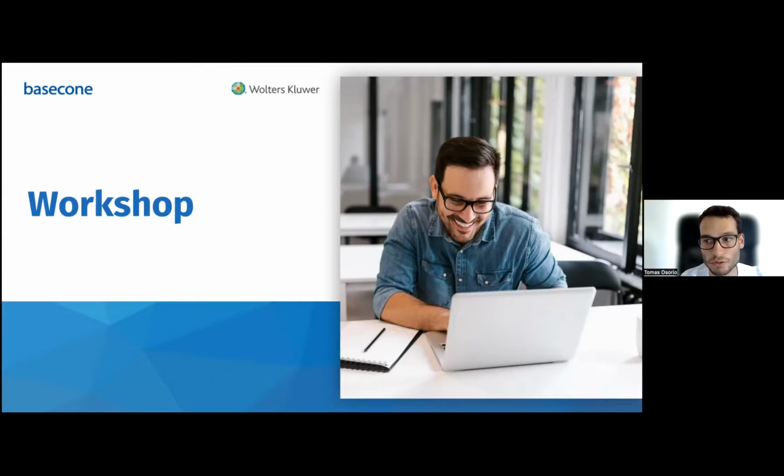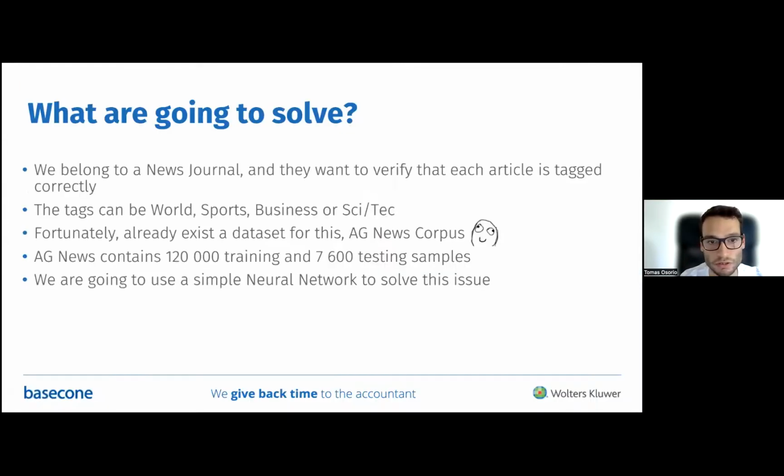Yes. So now I'm going to do a little introduction to our workshop. We are going to imagine that we belong to a news journal, and what our manager wants is to verify that each article is tagged correctly, and they could be world, sports, business, or science and technology. But fortunately, a dataset already exists for this. That is the one that we're going to use. That is the AG News Corpus.